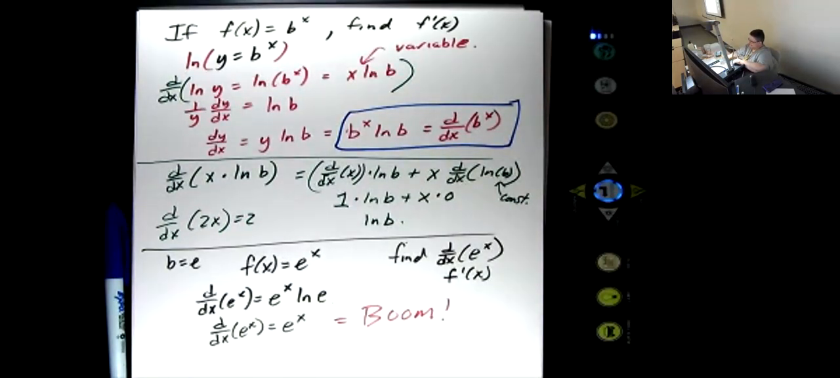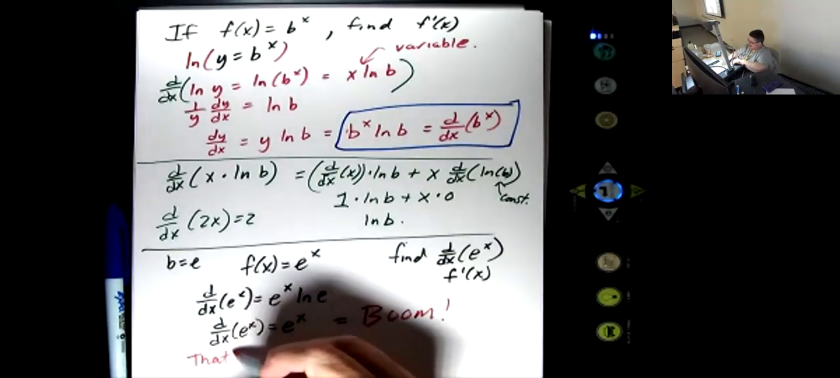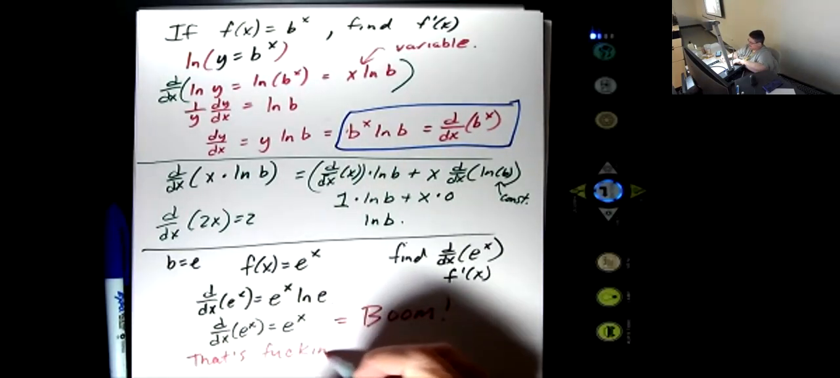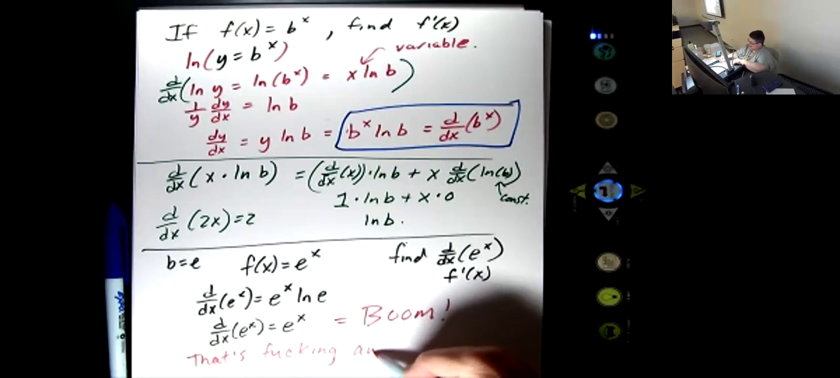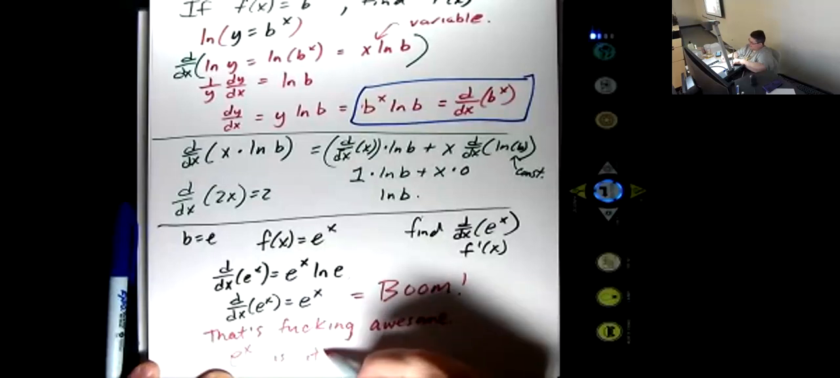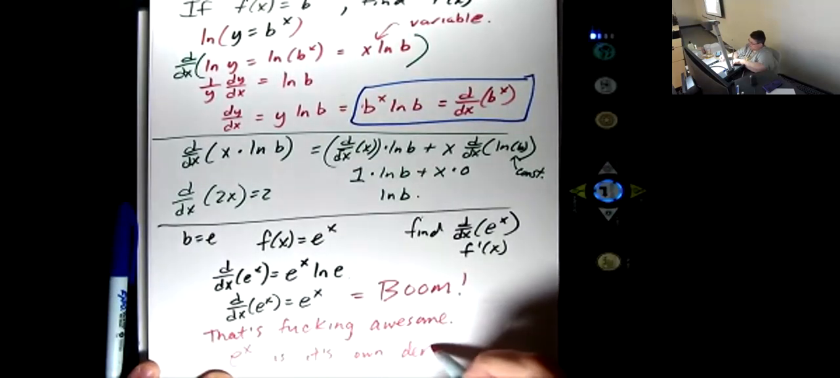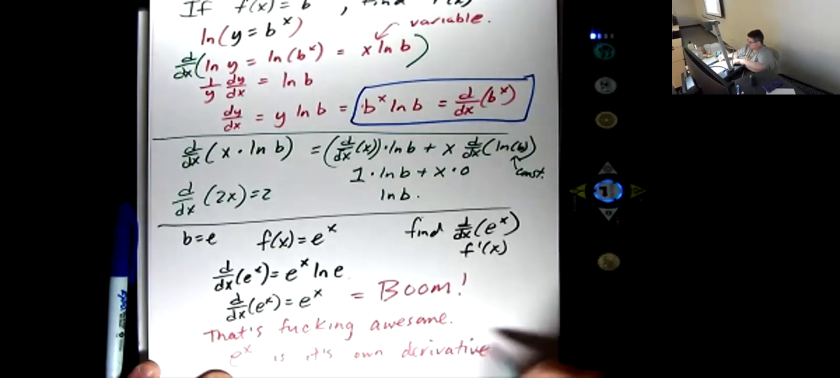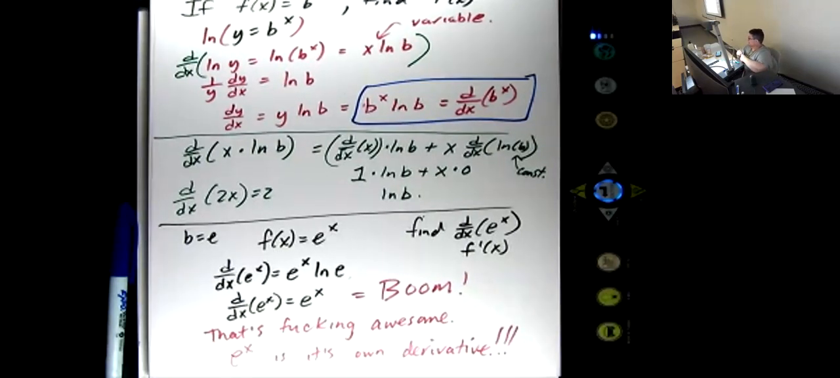I don't know about you, but I think that's awesome. e to the x is its own derivative. The function evaluated at any point gives you the slope of the tangent line of the function at that point. e to the x is like a magic function. It's the most magical of functions.